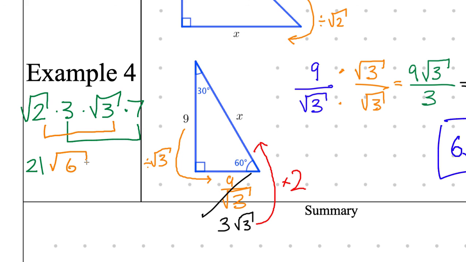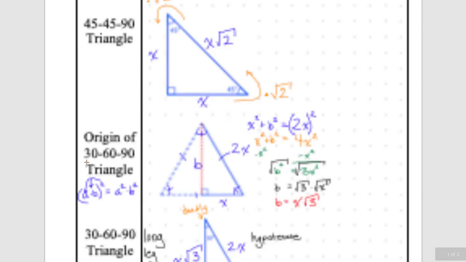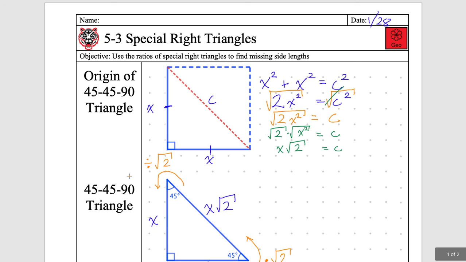Give me a fist of 5 on our objective. So our objective today was, can you use the ratios of special right triangles to find missing side lengths? How well can you do those examples?